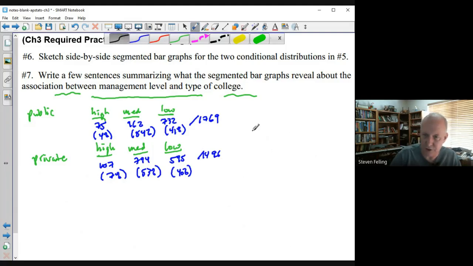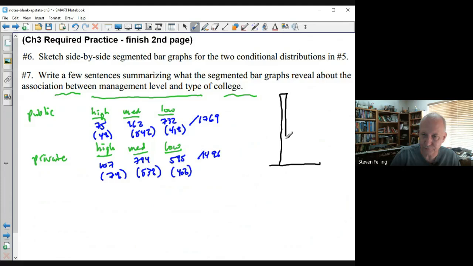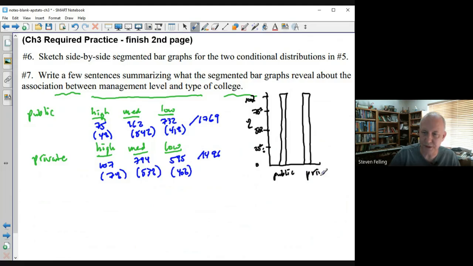We'll draw 2 bars like this. Okay, this axis is percentage from 0 to 100%. So 50 is around here, 75% here, 25% here. And then we'll label this. This is going to be public. This is going to be private.